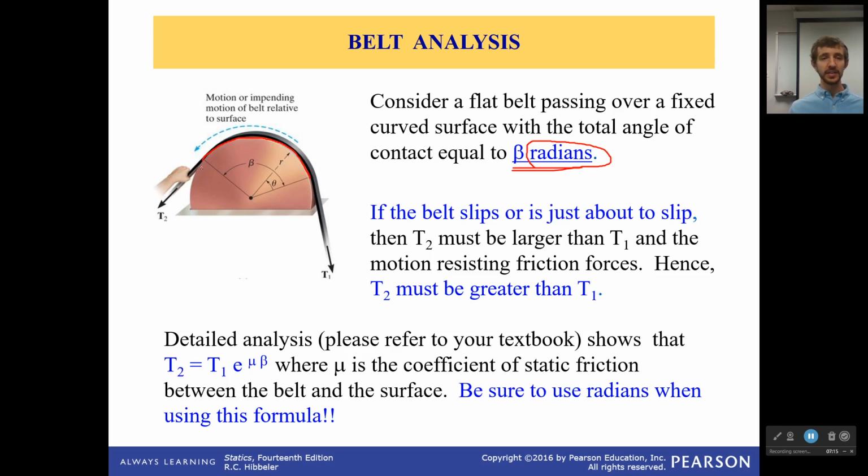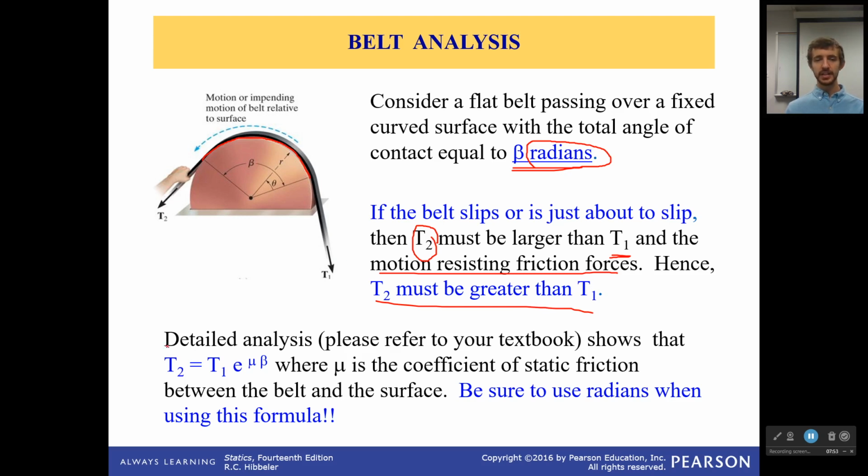So, you have a tension on this side. You have a tension on the other side. And if we pull with too much force at T2, the belt's going to slip. So if the belt slips, or is just about to slip, then this tension must be larger than the original tension, as well as the motion resisting frictional forces. So T2 is always going to be greater than T1. There's no real way it couldn't be that case, unless we have like a motor right here, perhaps.